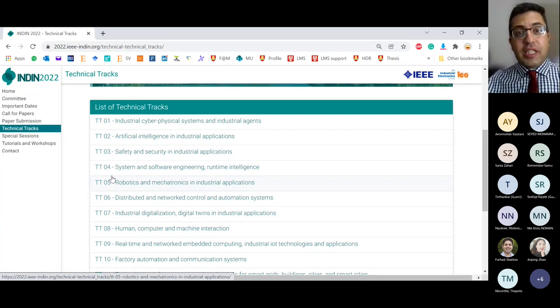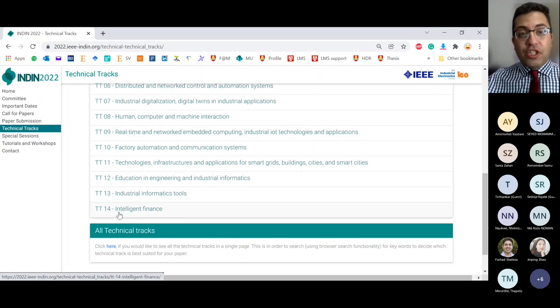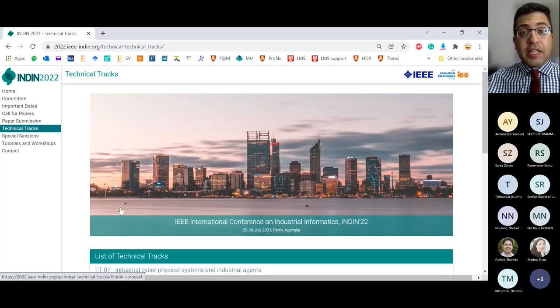So from industrial cyber physical systems, artificial intelligence, safety and security, industry applications, system and software engineering, robotics and mechatronics in industrial applications, distributed and network control and automation, industrial digitization and digital twins, human computer and machine interaction, real-time and network embedded computing and industrial IoT, factory automation technologies, infrastructure applications for smart grids, buildings, smart cities, education for engineering and industrial informatics, industrial informatics tools, and even intelligent finance. So these are a wide range of different technical topics that are covered under the INDIN 2022 conference.